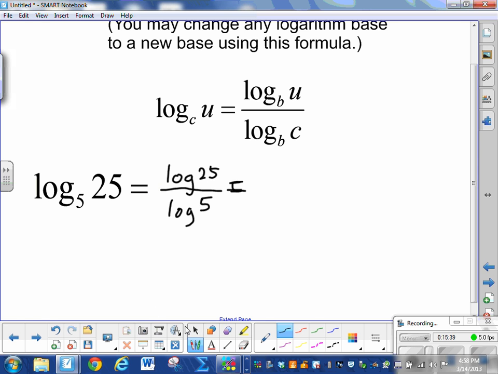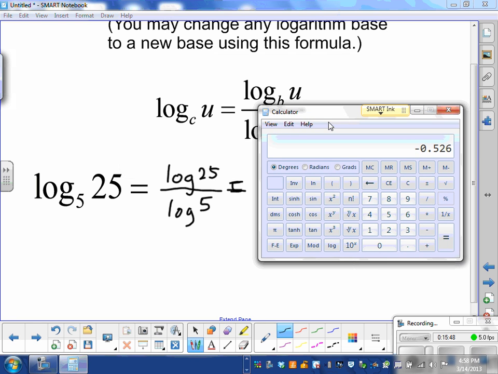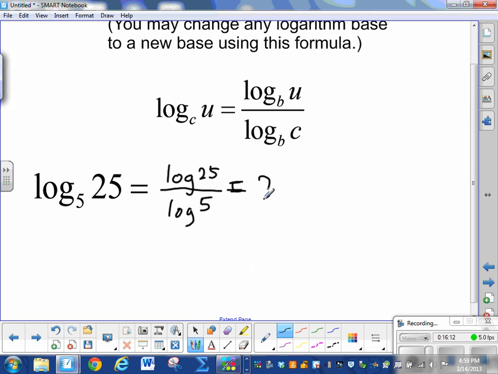To double check that this is true, let's use the calculator. So we can do log of 25 divided by log of 5, and that equals 2. There you go, that shows that it works. So this is a 2. Okay, so that's how the change of base formula works.